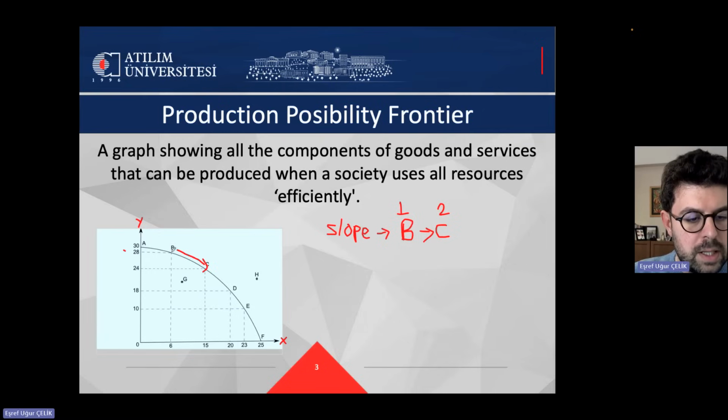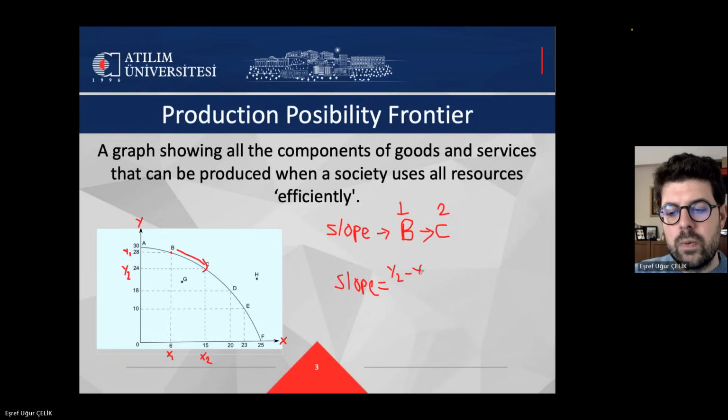So the point B is our first point, so this is Y1 and X1. And the point C is denoted Y2 and X2. We can use the formula for getting the slope result. The slope formula is equal to Y2 minus Y1 divided by X2 minus X1.